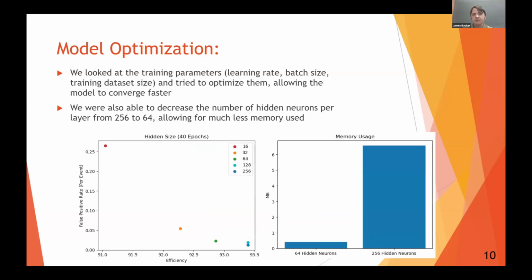One of the interesting results is we were actually able to decrease the initial model size from 256 neurons to just 64 neurons. And as you can see on this plot on the right, the memory usage the model occupies decreases dramatically this way without much difference in the performance. But if you go below the threshold of 64 neurons per hidden layer, the decrease in efficiency is going to be much more prominent. So that's why we start with 64 hidden neurons per layer.